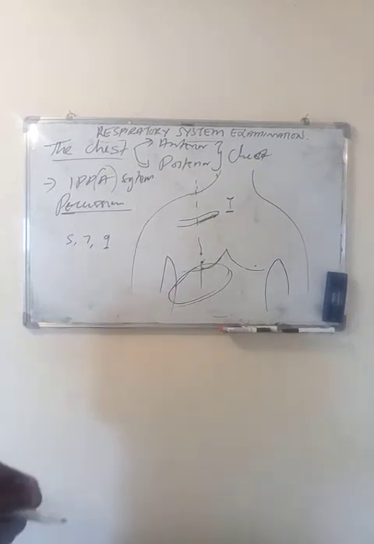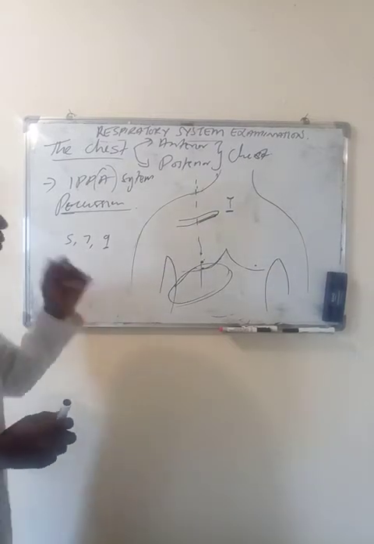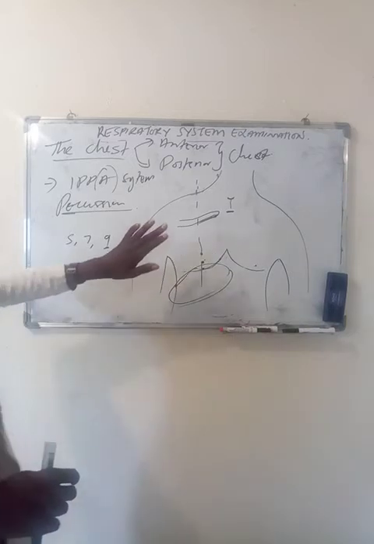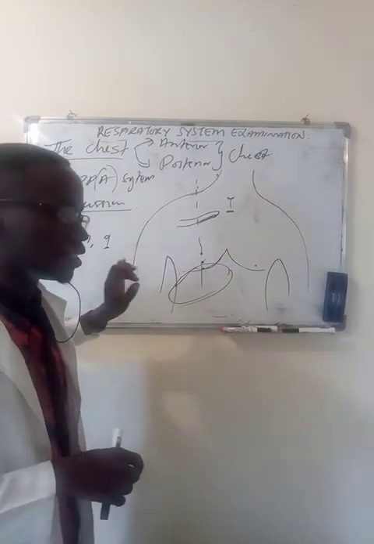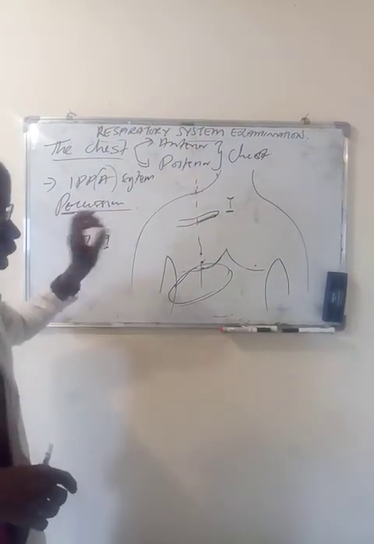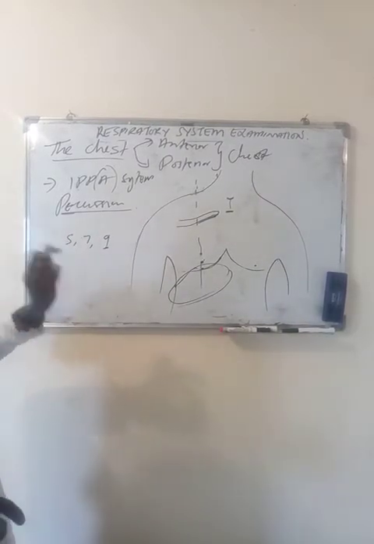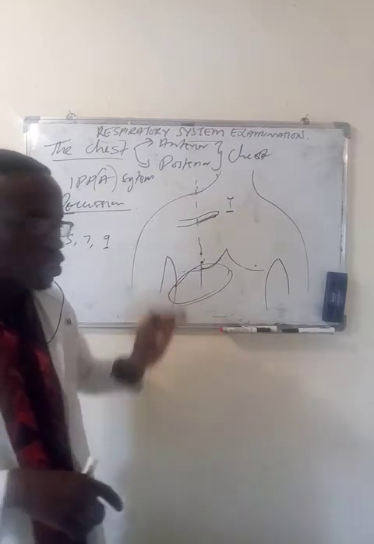Now, why is that important to know? It's important to know because as you are percussing, okay, when you percuss on a region where there is the lung, the sound that is going to be produced, the percussion note, is going to be different as that is where the liver is.